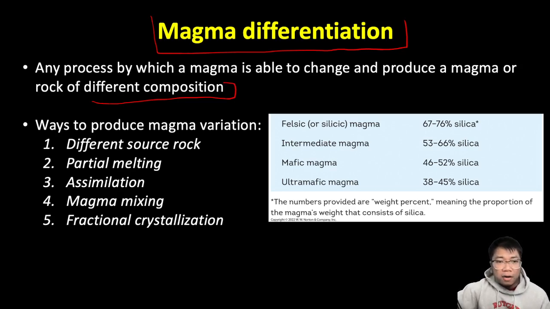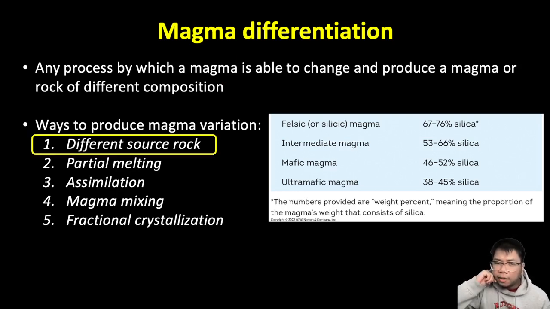So there are five different ways that I have listed here, and these five ways they can actually produce magma variation. So for example, I have different source rock, partial melting, assimilation, magma mixing, and the last one is fractional crystallization. So let's talk about the first one first.